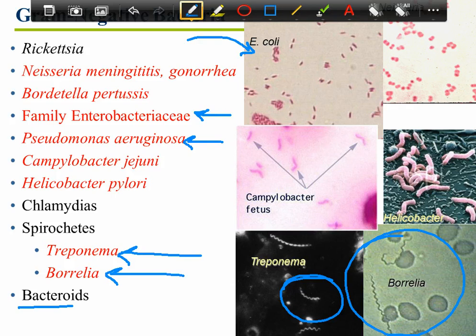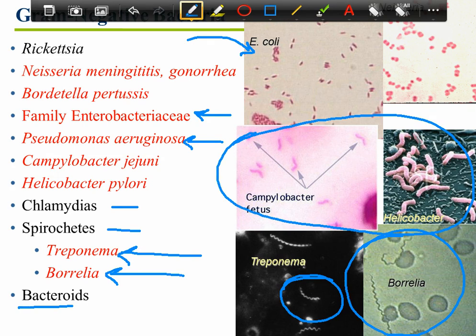I didn't point out which of these are cocci and which ones are rod. Bacteroids are rods. Spirochetes are spirals. Chlamydias are cocobacilli. Helicobacter and Campylobacter are these guys in the middle. You can see that they are spirals. Pseudomonas, Enterobacter, Bordetella are rods. You can see E. coli right there, very small, short rods. Neisseria, everything in this genus is a coccus, and somehow I skipped the rickettsia up here.